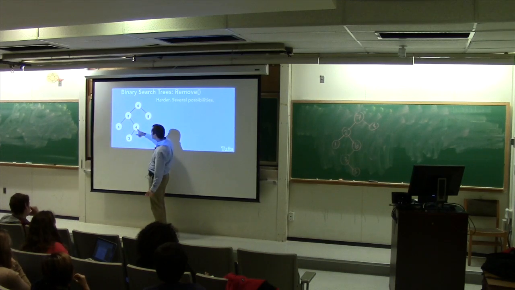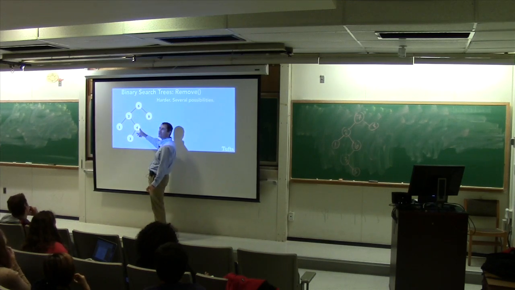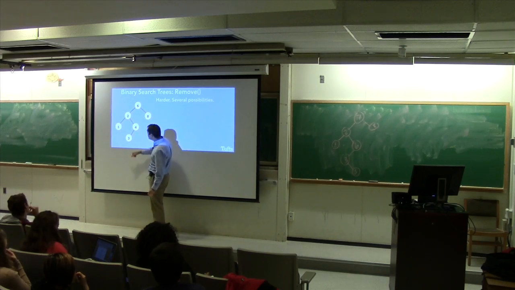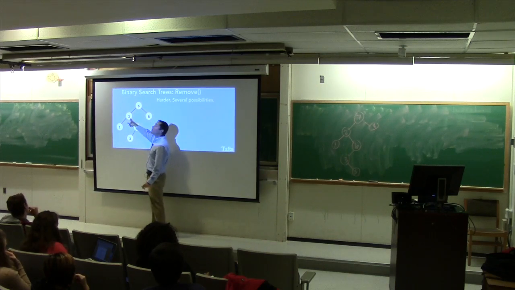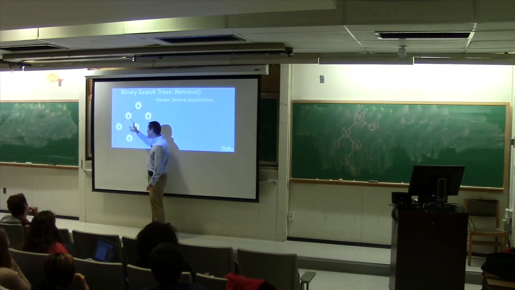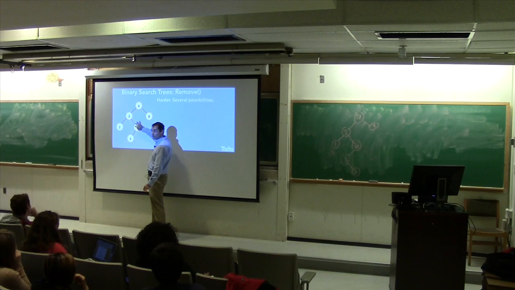Okay, how about if it's a 1 child? How about 4? How do we delete 4? Also pretty easy. Go ahead, Mackenzie. Yeah, you just make 2 point to 3 and then delete. Yeah, you make 2's right point to 3. So you basically jump over the 4 and then what? Delete the 4. Okay, good.